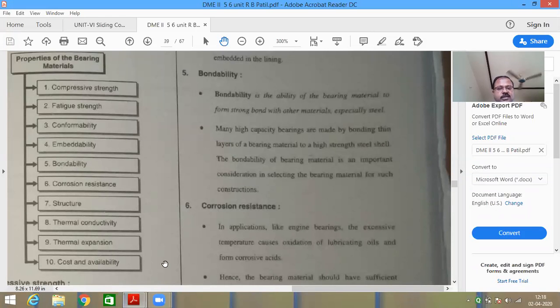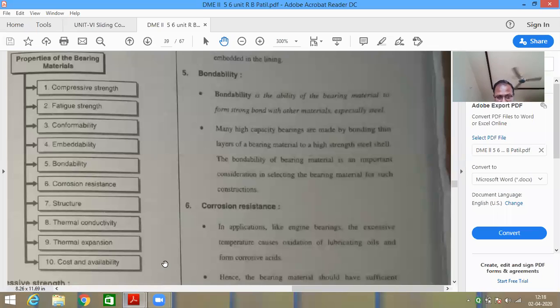Next is corrosion resistance, where we are talking about lubricant. The lubricant and bearing material should be compatible with each other. There must be no oxidation of the lubricant, and if oxidation is present, then there will be corrosion. And in order to avoid that corrosion, the bearing material should possess sufficient corrosion resistance. Structure, again, talks about the strength of the material.